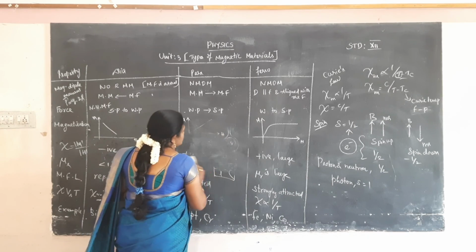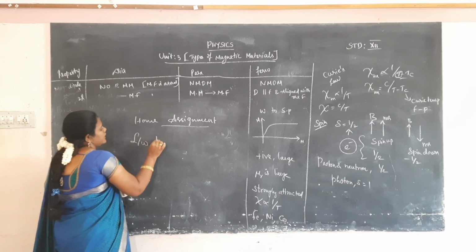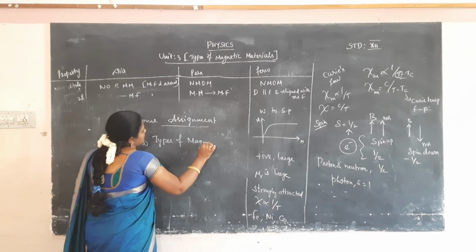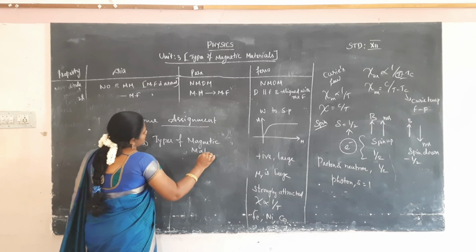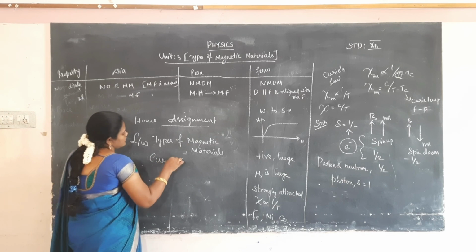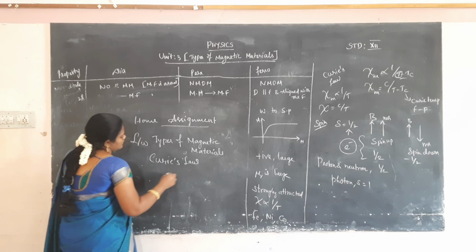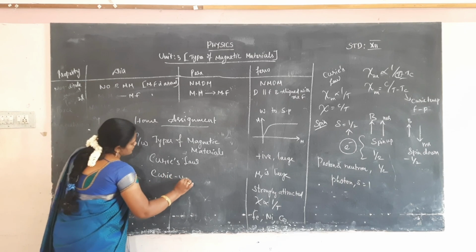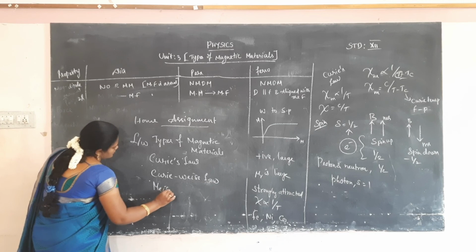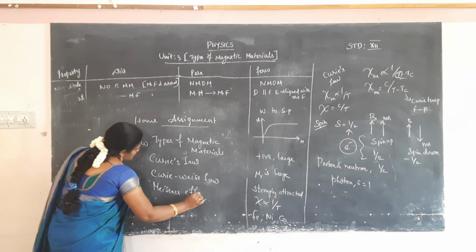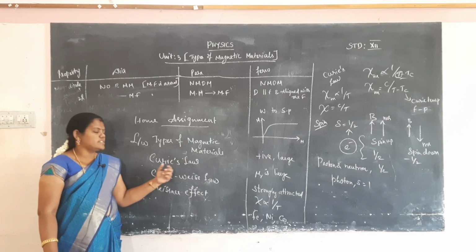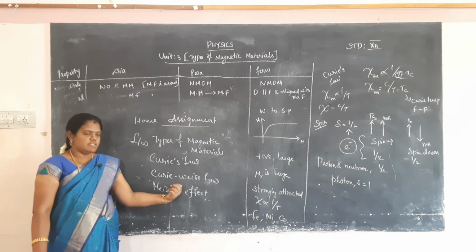The home assignment for today's session: learn and write the types of magnetic materials, Curie's law, the Curie-Weiss law, and the Meissner effect. Students, note down the homework.